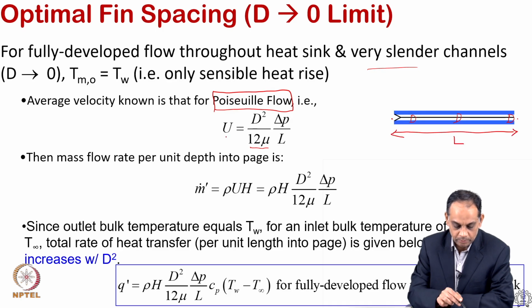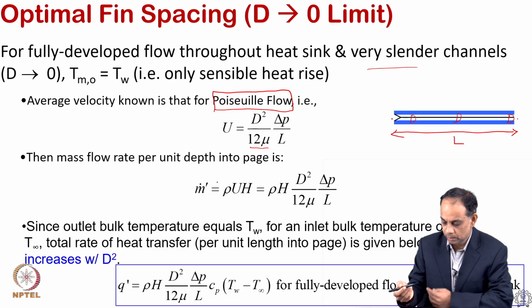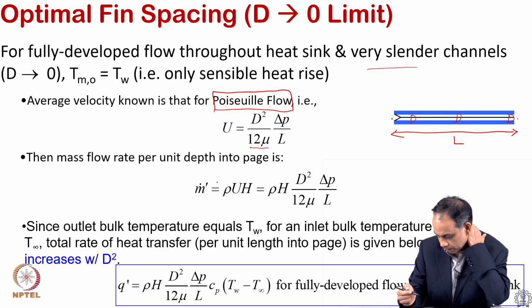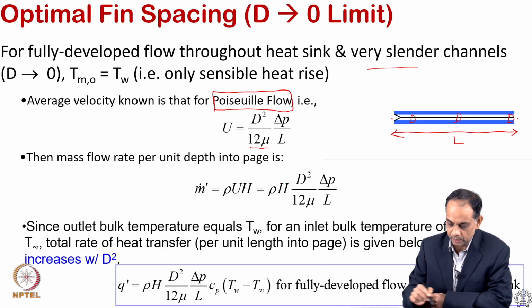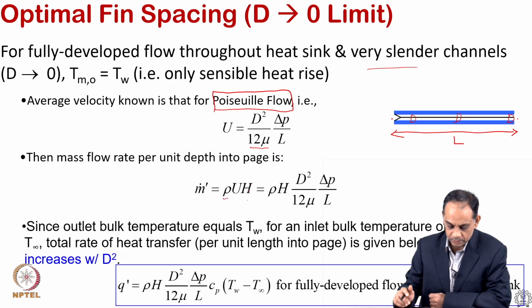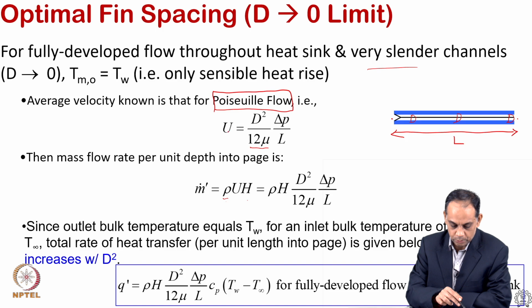And then from the velocity one can estimate the mass flow rate per unit depth, because we are considering only a two-dimensional array. So, we are going to treat the depth going into the page as unit, and so we write the mass flow rate as u times rho times H, where H is the height of the channel, and that gives us this expression. Substituting for u here, we get this expression for mass flow rate.